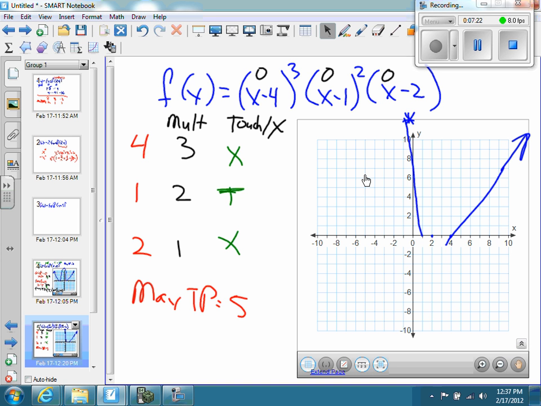And what did we say it's going to do at 2? It's going to cross. At the intercept 2, it's going to cross. And at 1 here, it's just a touch, right? So at 1 it's going to go up like that somehow and then come back down, and it's going to cross, and turn around there. Does that look about right?